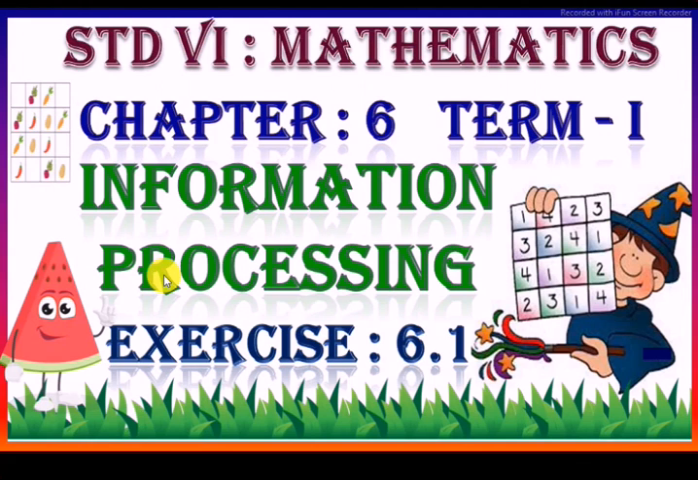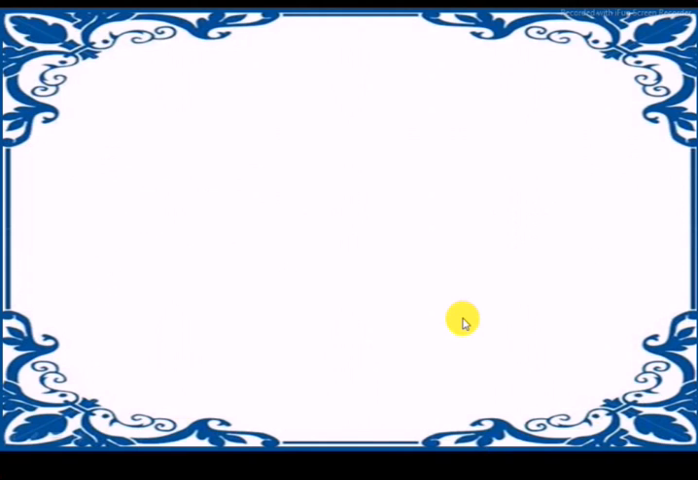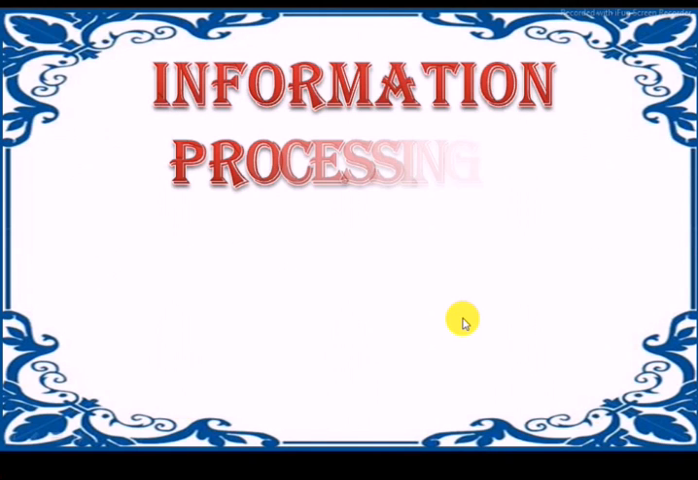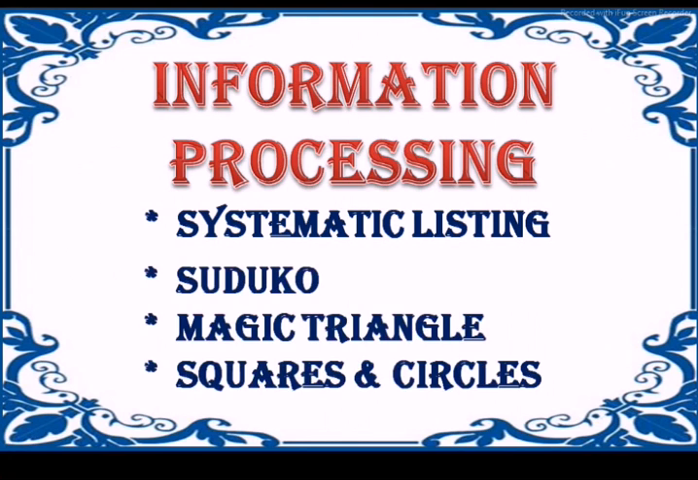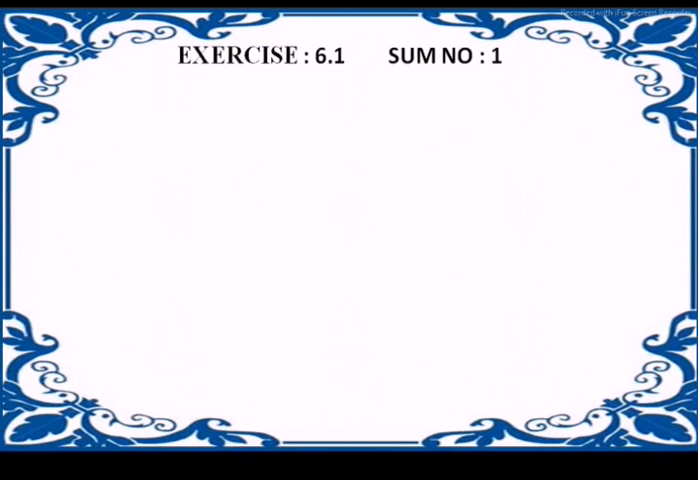Hello students of Standard 6. Today we are going to learn about information processing, which is chapter 6 of term 1, and we are going to see exercise 6.1 in that. So let's see what is there in it. Today in information processing, you are going to learn about systematic listing, then Sudoku, magic triangle, magic squares and magic circles. Okay, come on, let's go into exercise 6.1, sum number 1.